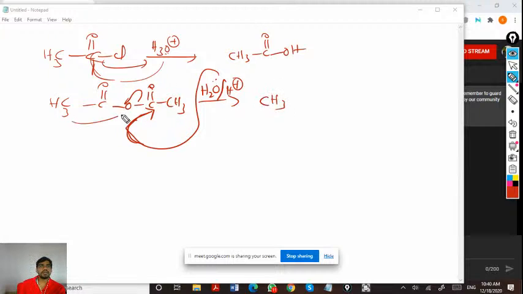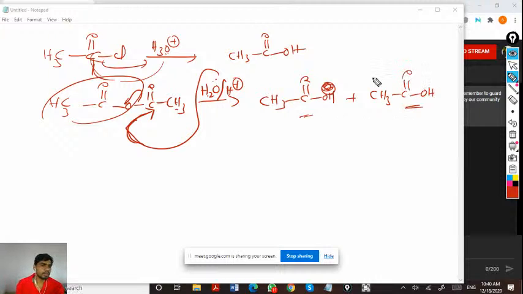So this part will become CH3 C double bond O minus, which is attacked by the H plus, so it becomes OH, and this part will be attacked by the OH minus, so it will become this. Okay, 2 moles of carboxylic acid will form by the hydrolysis of anhydride. So these are the carboxylic acid derivatives which are examples of the nucleophilic addition reaction.